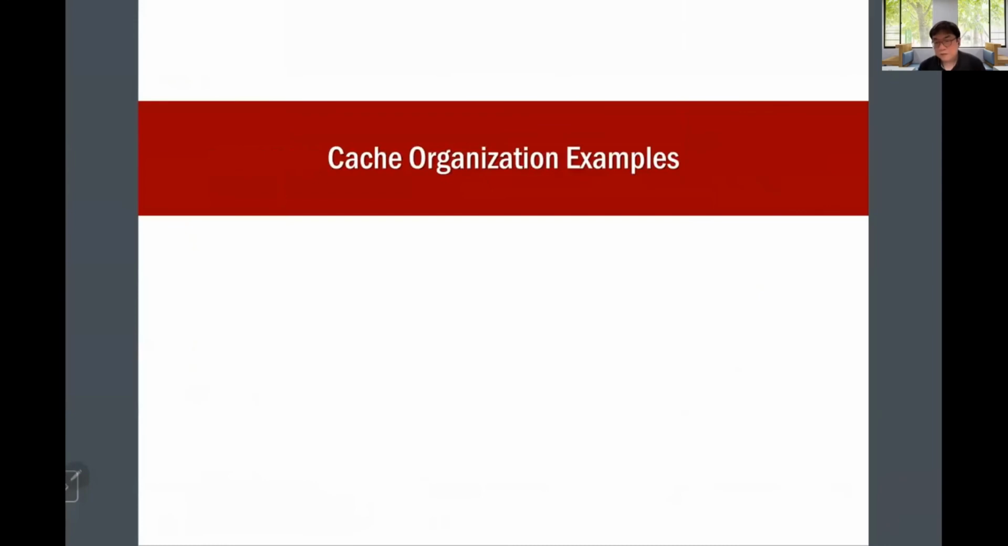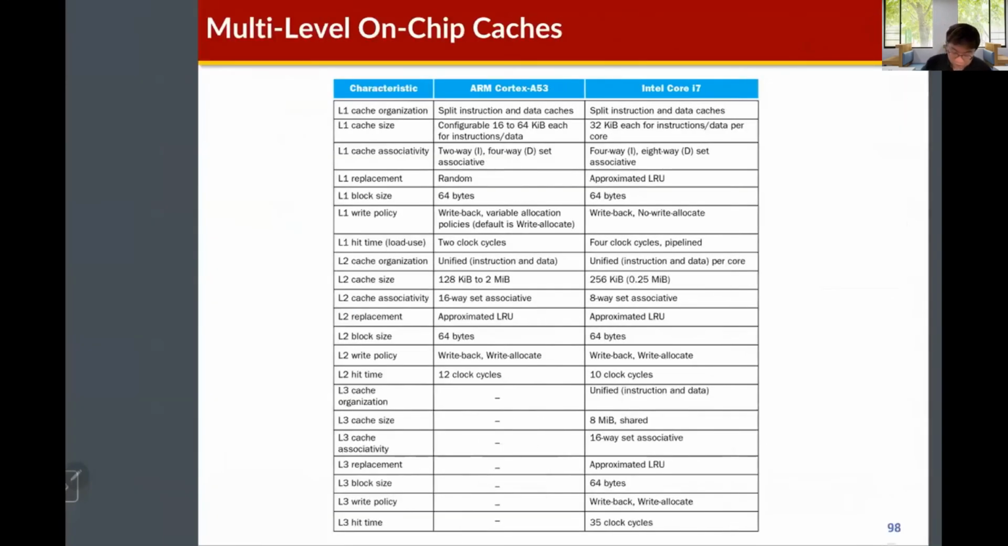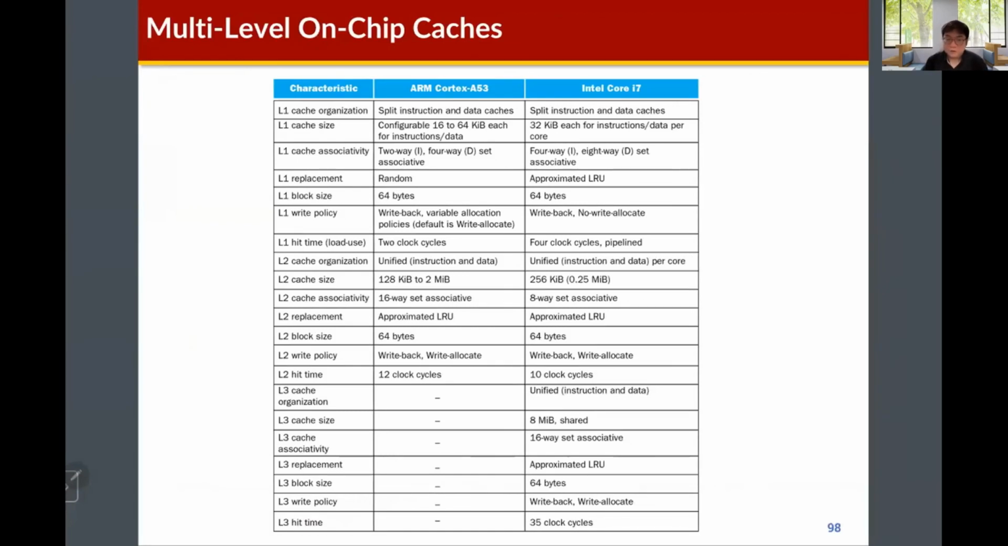Let's see the cache organization example of a real processor. This slide shows examples of cache configurations in the ARM Cortex-A53 and the Intel Core i7. This is rather an old i7, not the current i7. You can find different cache configurations in this table: the level 1 caches, level 2 caches, and level 3 caches.